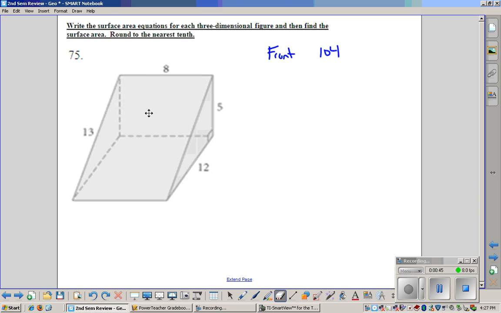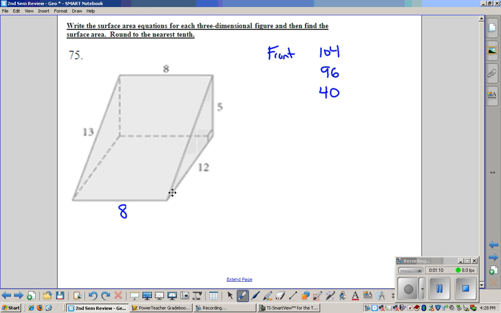Next, I'm going to find the area of the underneath face, which is 8 by 12. 8 times 12 is 96. So that's a rectangle that's 8 by 12. Finally, the third rectangle is 8 by 5 on the back. That'll be 40, 8 times 5.